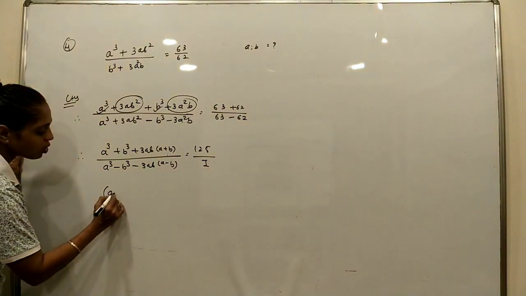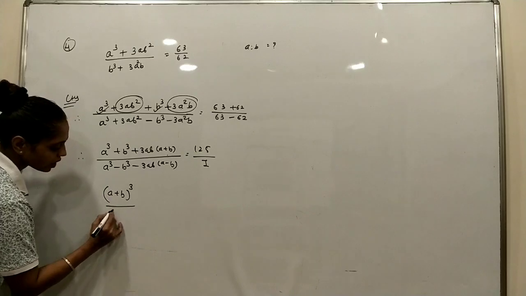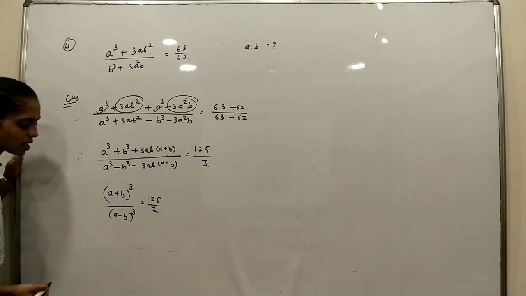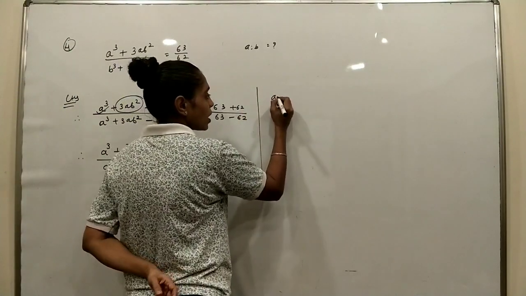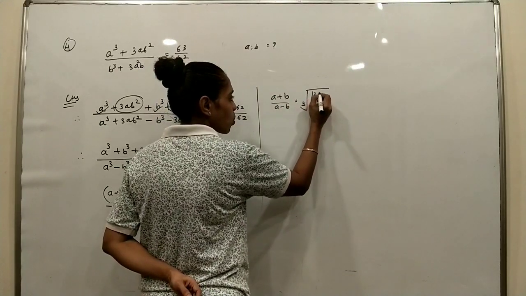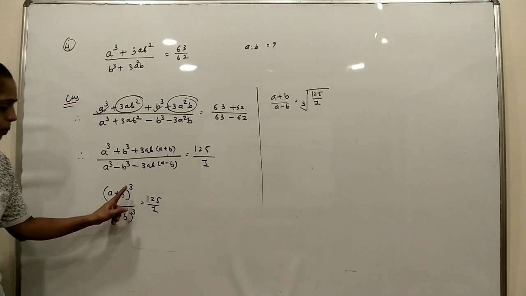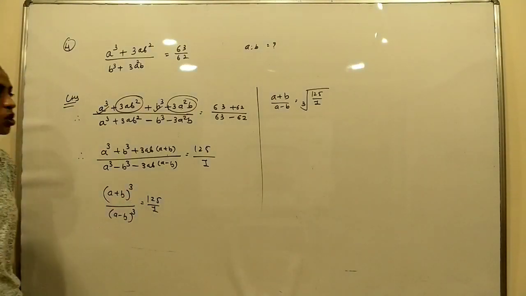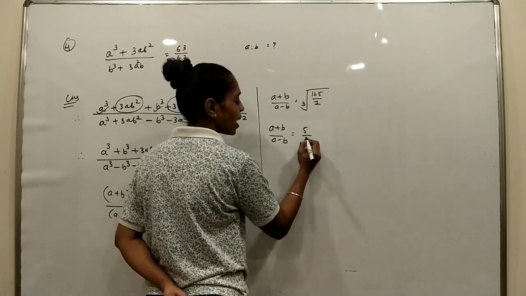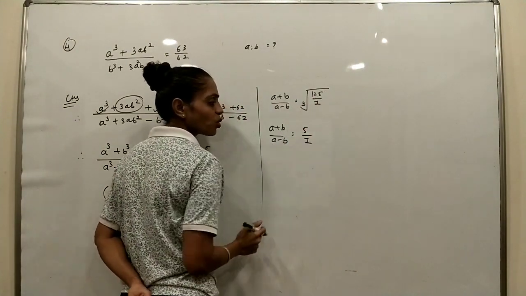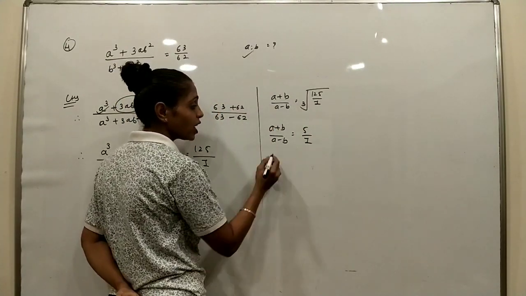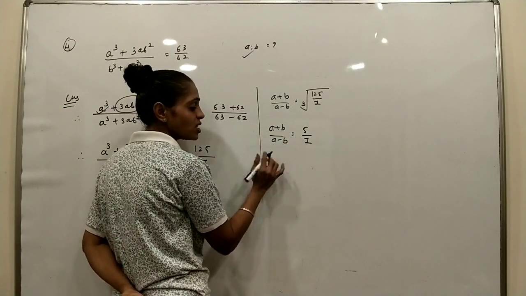Now this is the formula of a plus b the whole cube and a minus b the whole cube is 125 by 1. Hence, a plus b upon a minus b, the whole cube, is 125 upon 1. Take the cube root on both sides. So a plus b upon a minus b is 5 upon 1, since the cube root of 125 is 5. Now again numerator and denominator, I want just a and b.